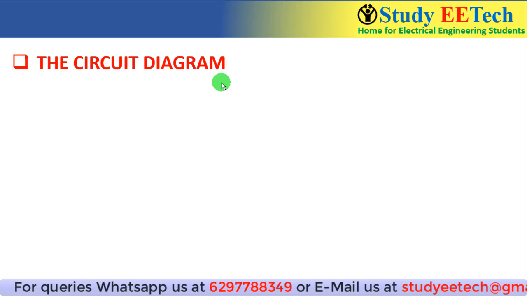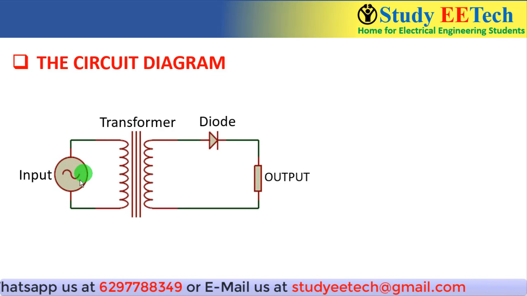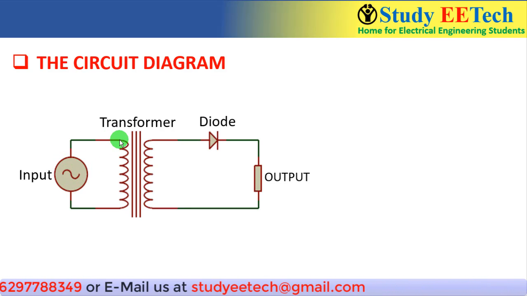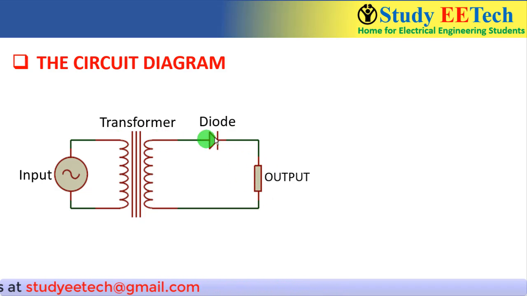First, we will see the circuit diagram of the half wave rectifier. We see that the input voltage is connected to the primary side of the transformer, and the load is connected to the secondary side of the transformer through this diode. That makes the circuit diagram of the half wave rectifier.